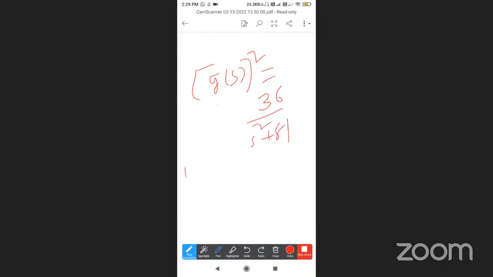What is y bar of s? Taking the square root on both sides, y bar of s is equal to plus or minus the square root of 36, which is 6, divided by the square root of s square plus 81. So we take plus or minus 6 times 1 by the square root of s square plus 9 square.